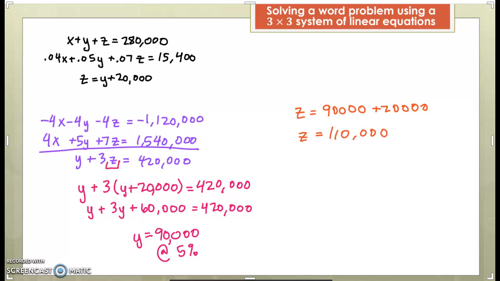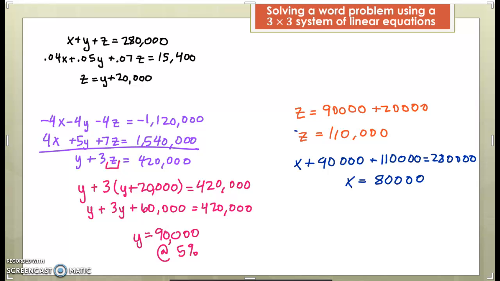What about X? Well, I know that X plus Y, which is 90,000, plus Z, which is 110,000, equals 280,000. And this right here, 90 plus 110 is 200,000. After solving, I'll get X equals 80,000.